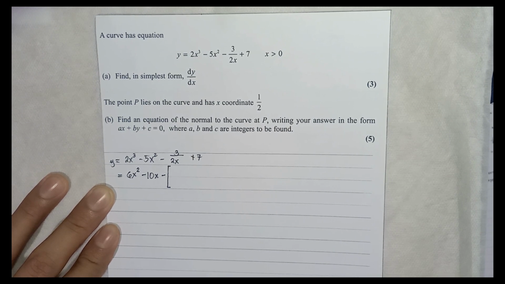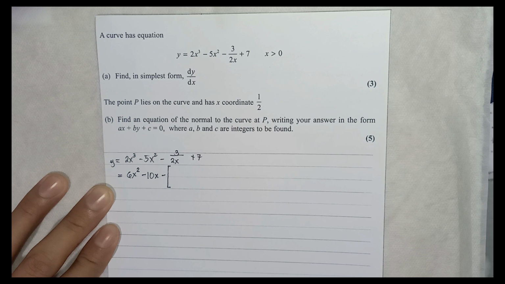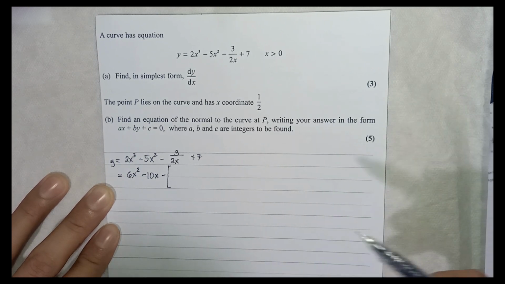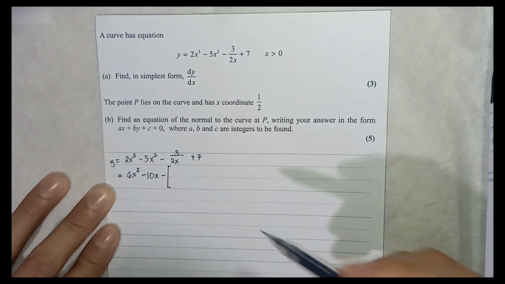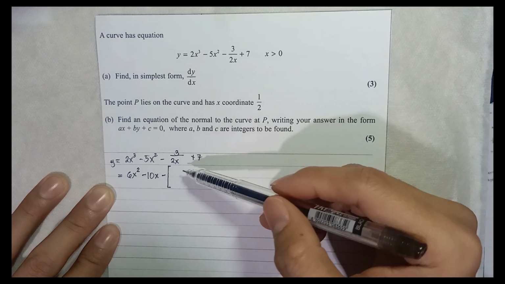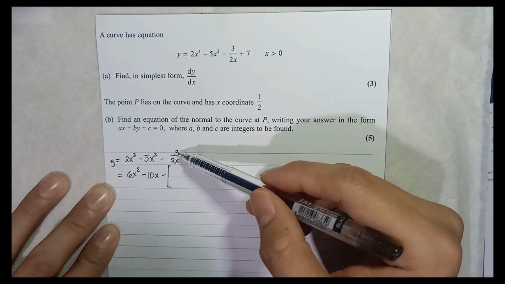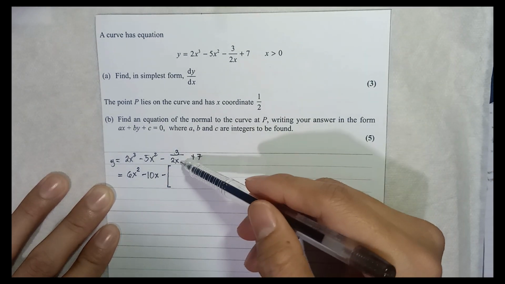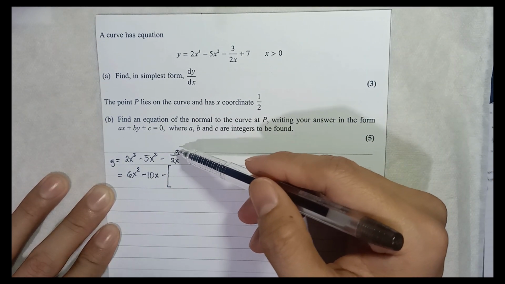the quotient law. If you are familiar with the quotient law, you can go on and directly answer this in the fastest way you can. But for the sake of this video, we will show each step. We will use the mnemonic for the formula of the quotient law, which is low d high minus high d low over low squared. Low means the denominator, high means the numerator.